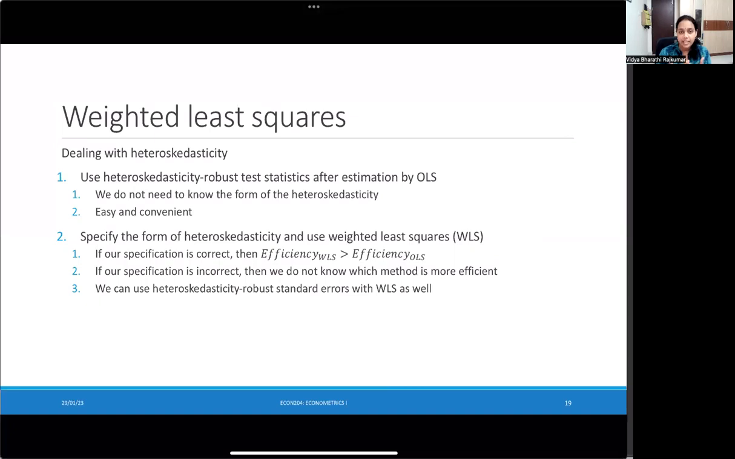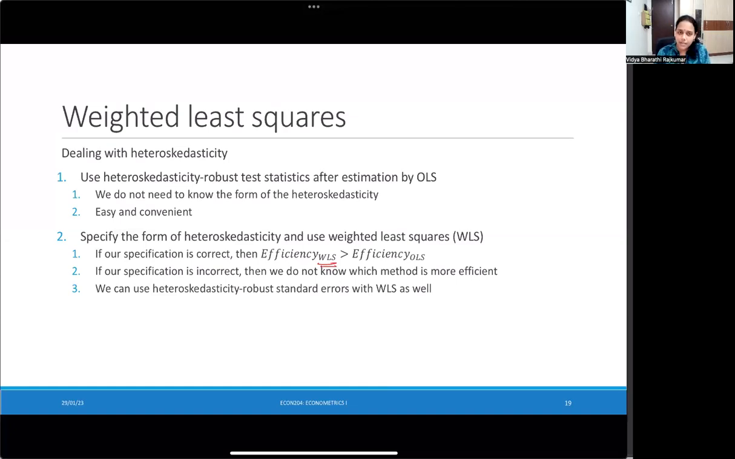So if we are able to specify the form of heteroscedasticity, then we can use the weighted least squares method. And if we're able to correctly specify the nature of heteroscedasticity, then the efficiency from the WLS method is actually greater than the traditional OLS method. If WLS estimators are more efficient, it means the variance of our beta hats from WLS models is smaller than the variance of our beta hats from the OLS regression. So if our specification is correct, things work out in our favor.